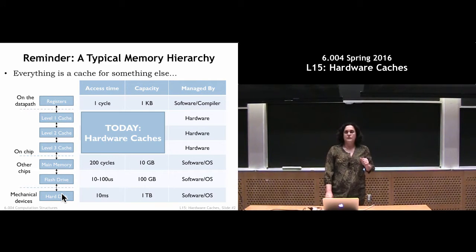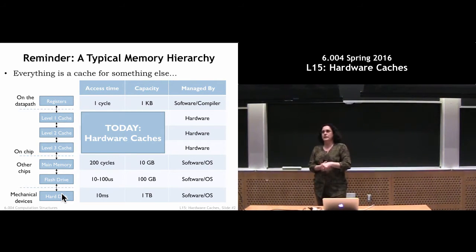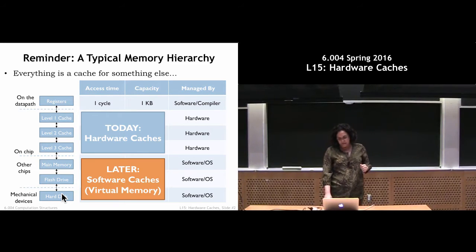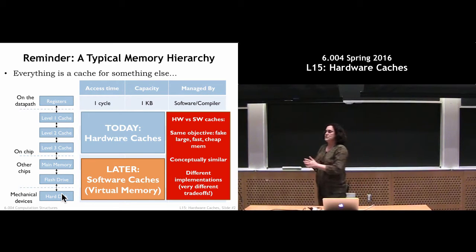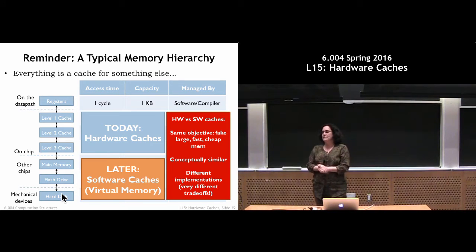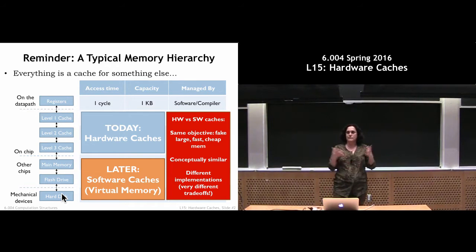Today we're going to go into the detail of these hardware caches and how exactly one goes about using them. As I mentioned last time, in a few lectures we're going to get to virtual memory and how we do these kinds of things in software. In either case, the main concept is the same: we want to pretend that we have a larger memory than we actually have, and that it all runs as fast as possible.